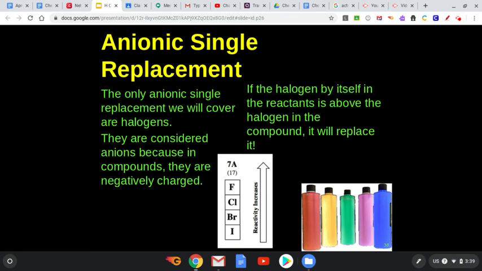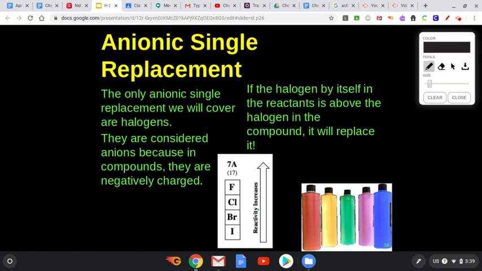Now, the second type of single replacement is called anionic single replacement. And this is because you usually, in this case, have a halogen that might replace another halogen. Okay, that's the only type that we are going to talk about, the halogens. They are considered anions in compounds because they are negatively charged, and they are in group 17 or 7A on your periodic table. If the halogen by itself in the reactants is above the halogen in the compound, it will replace it.